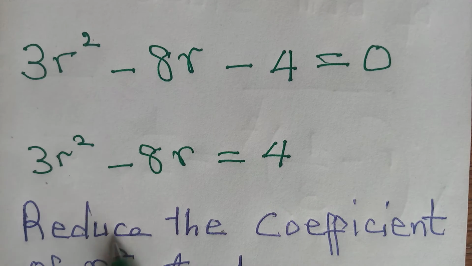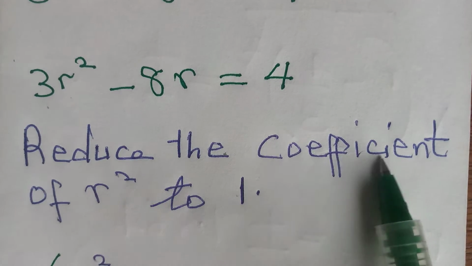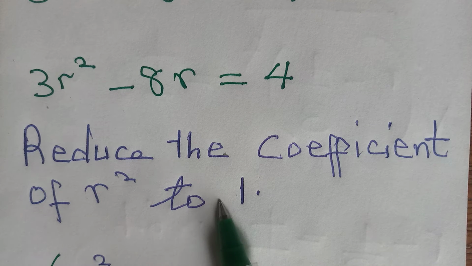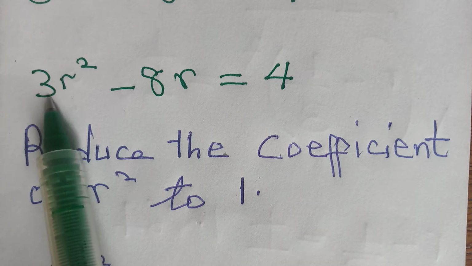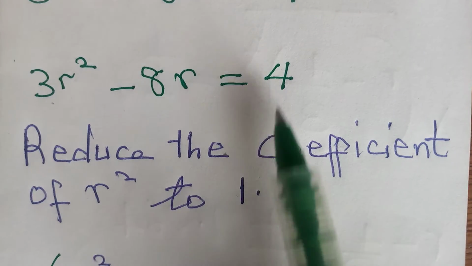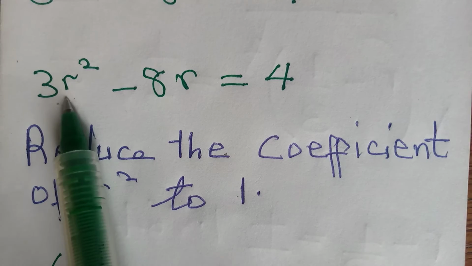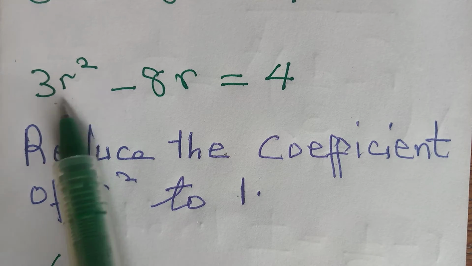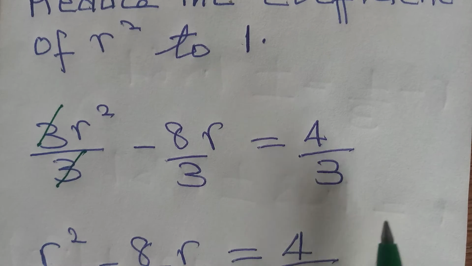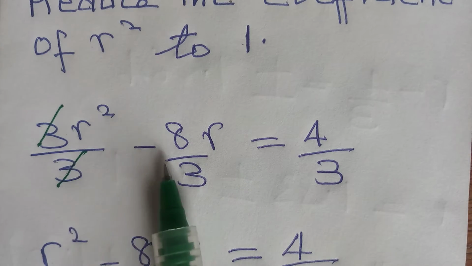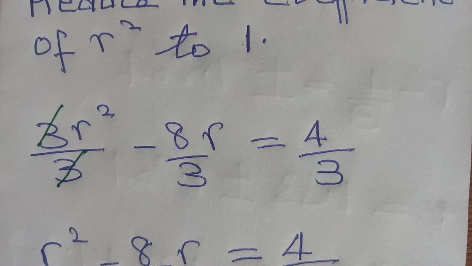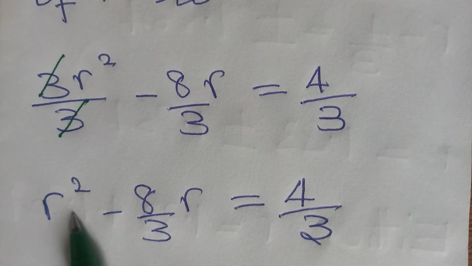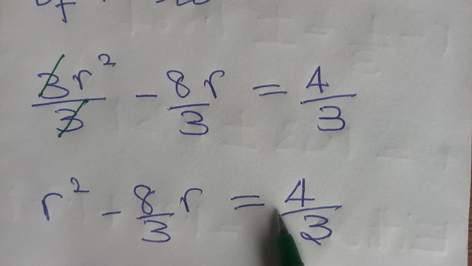The second step, we reduce the coefficient of the square variable to 1. That means this 3r squared, we don't want the 3 to be there. We divide each term by 3. If we divide each term by 3, then the coefficient of this r squared will change to 1. So if I do that, we're going to have this step: 3r squared over 3 minus 8r over 3 equals 4 over 3. If this 3 and this 3 cancel out, I'm going to have r squared minus 8 over 3 r equals 4 over 3.